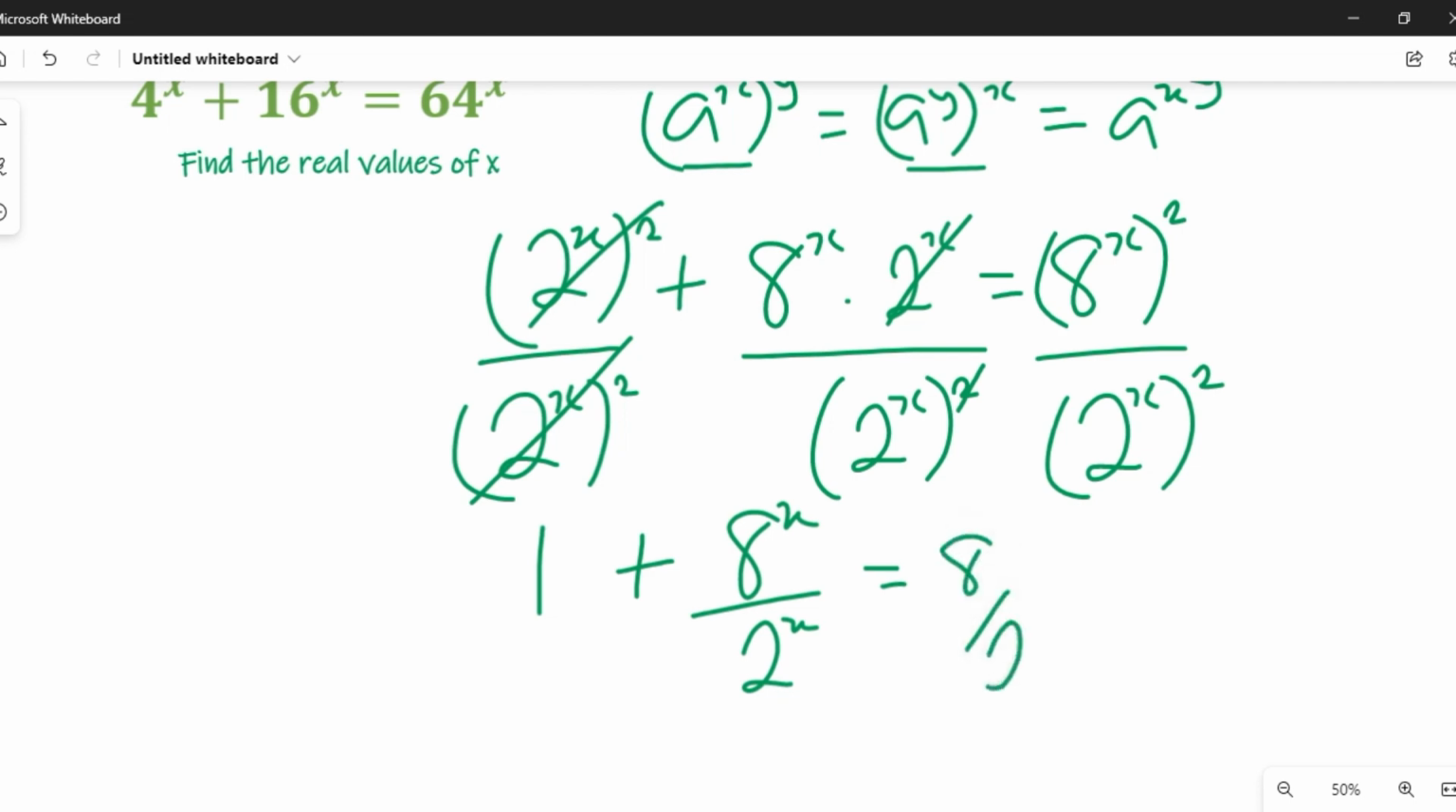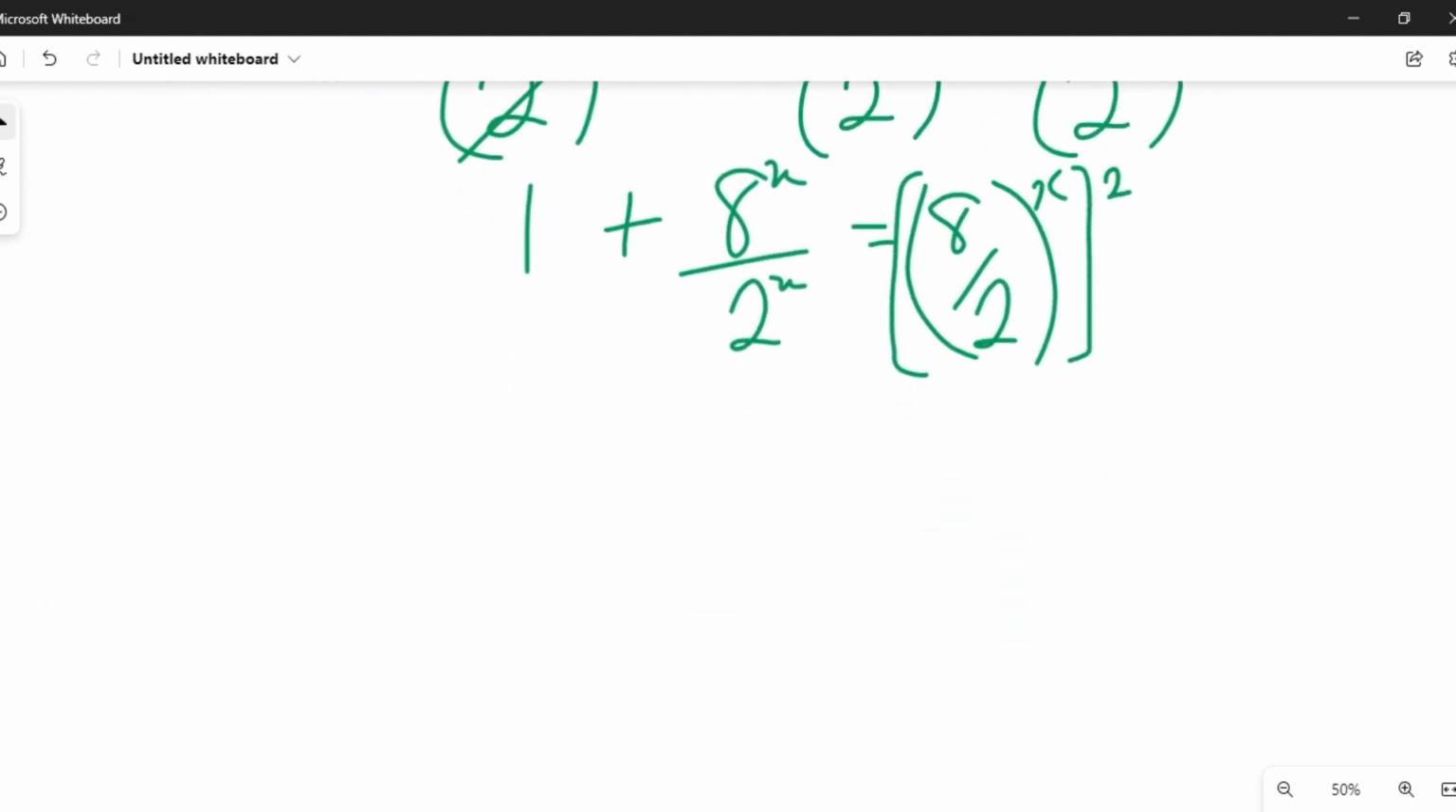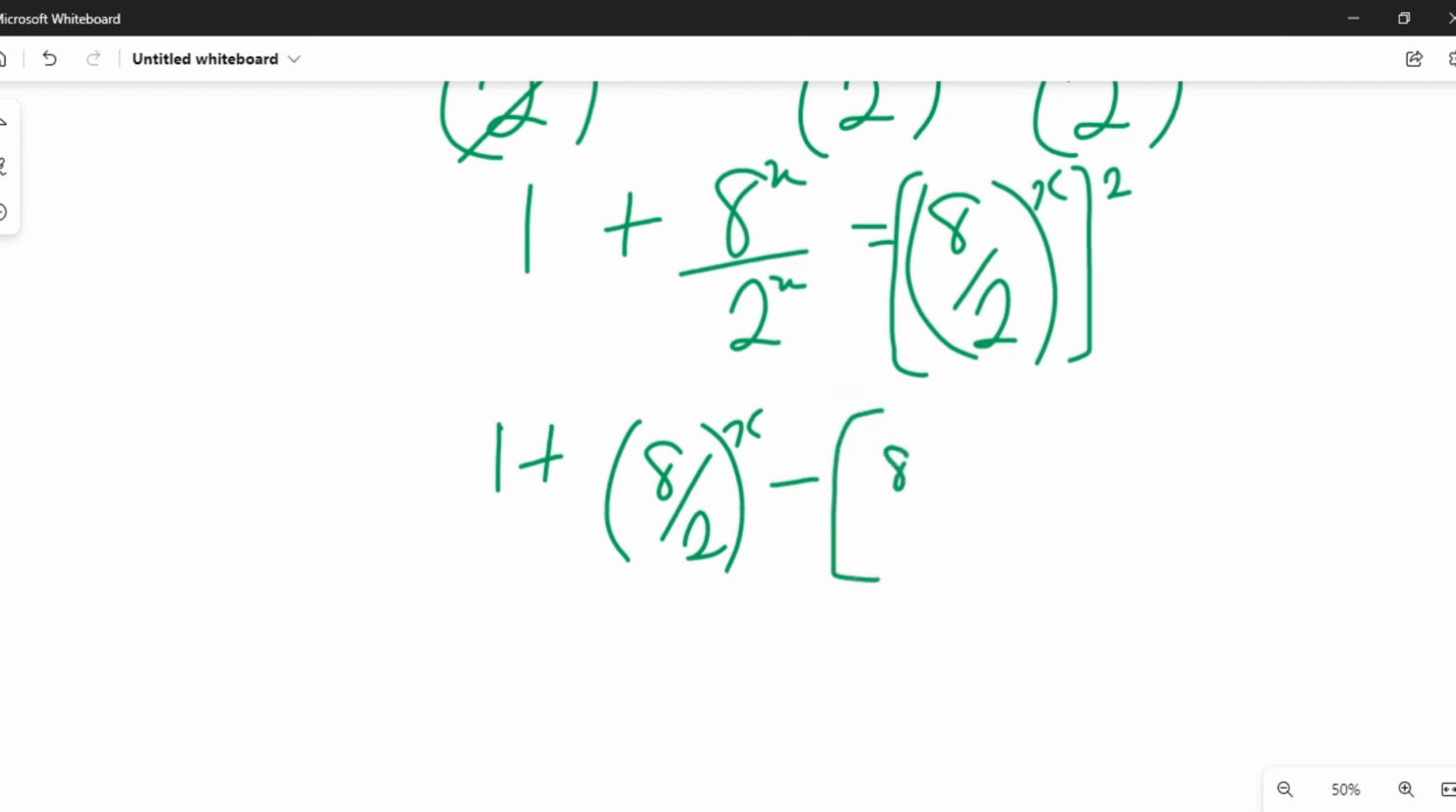((8 over 2)^x)^2. Now we're going to bring the right hand side over to this other part, and that will give us 1 plus (8 over 2)^x. When this comes over here, it gives us minus ((8 over 2)^x)^2, and that will be equal to what? 0.